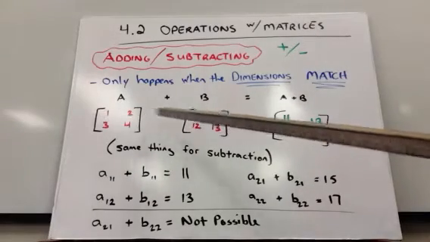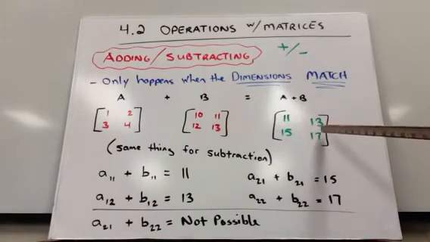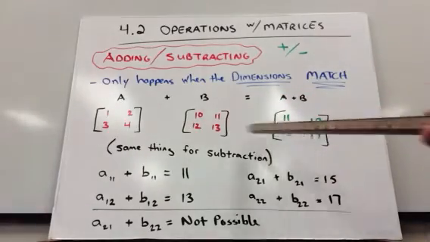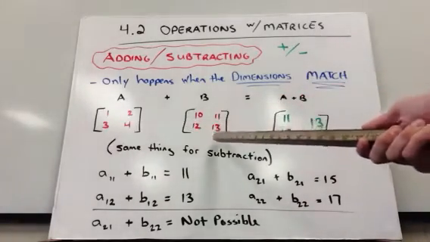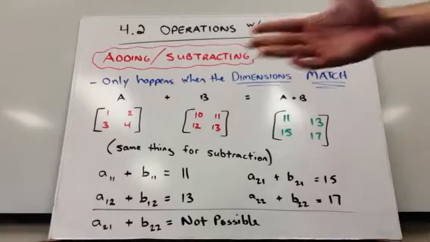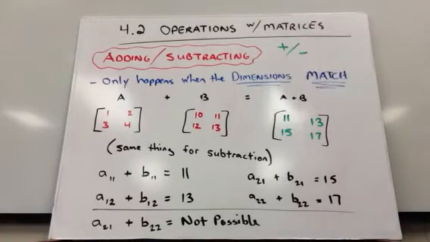So the 2 would combine with the 11 to make 13. The 3 would combine with the 12 to make 15. And the 4 would combine with the 13 to make 17. And I'm just showing you an addition problem. Subtraction works the same way. 1 minus 10, 2 minus 11, 3 minus 12, and so on.